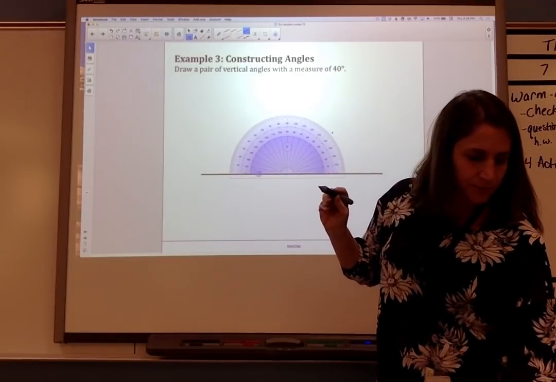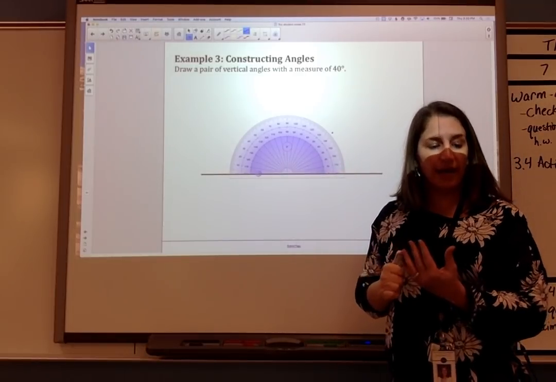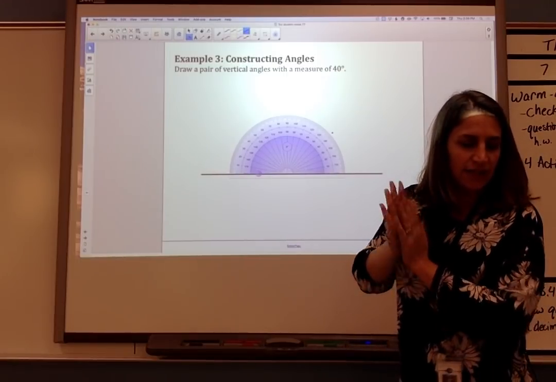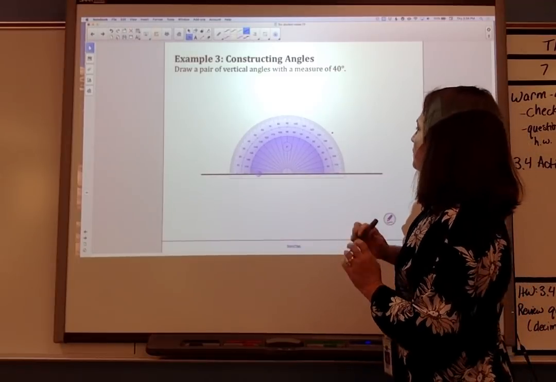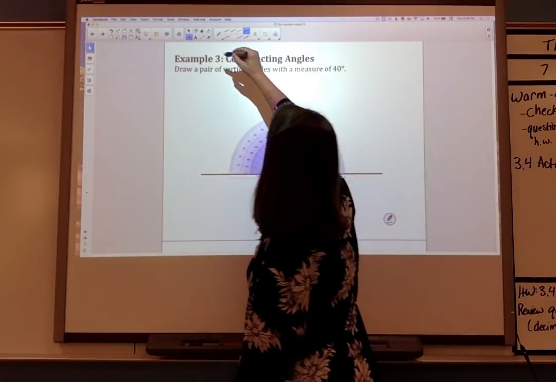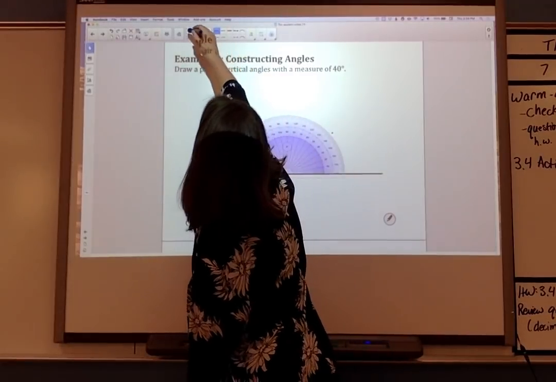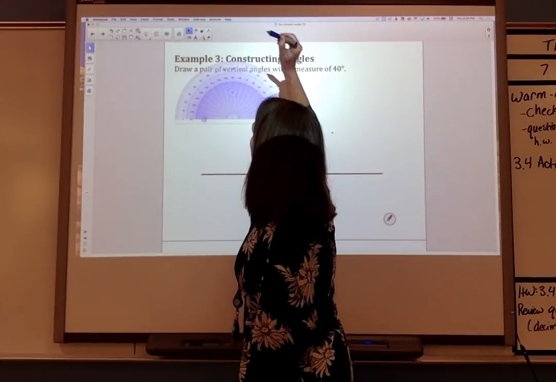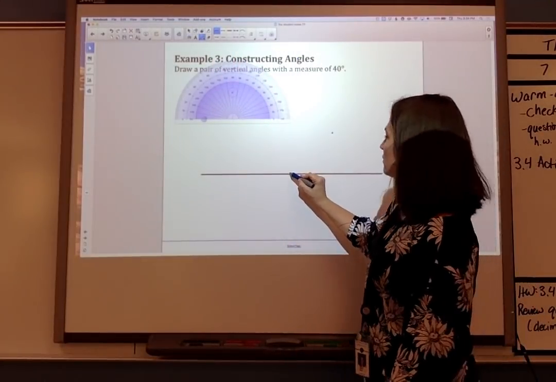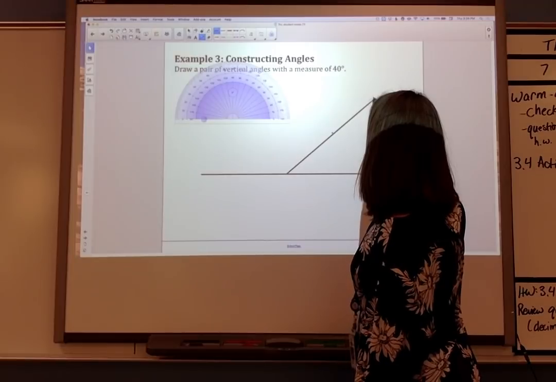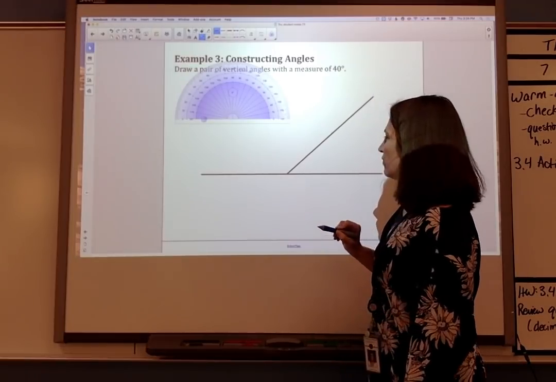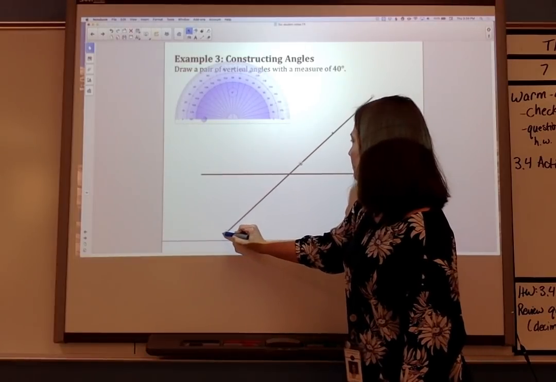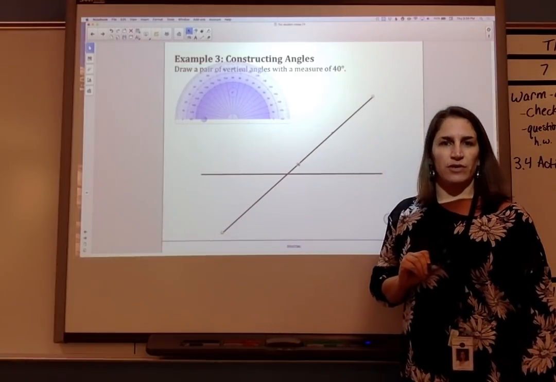And then step 2 is to use a straight edge or ruler to extend the sides to form two intersecting lines. So you're going to go ahead and use a straight edge. I'm going to get this protractor out of the way now that I've used it. And I'm just going to use a line tool, but you'll use a straight edge to draw a line right through the dot. And then you're going to use your straight edge to extend that line to make your 40-degree angle.